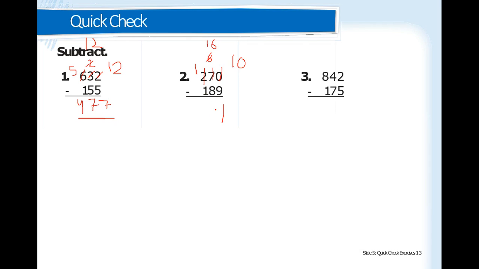16 minus 8 equals 8 and 1 minus 1. Numbers are the same. Zero is the game. So we have 0. We don't need to write that. The answer is 81.